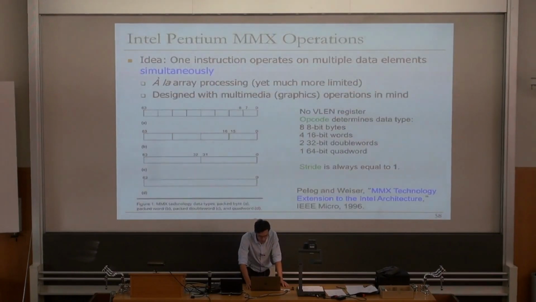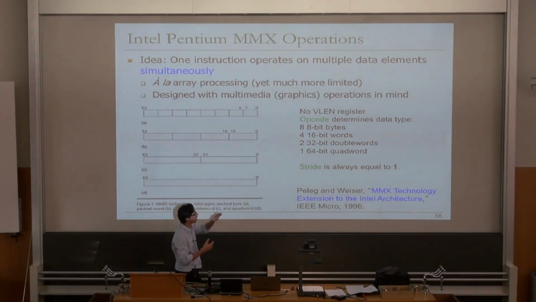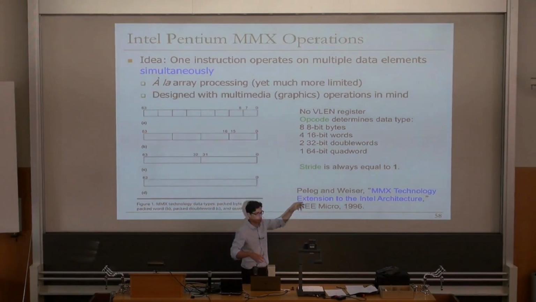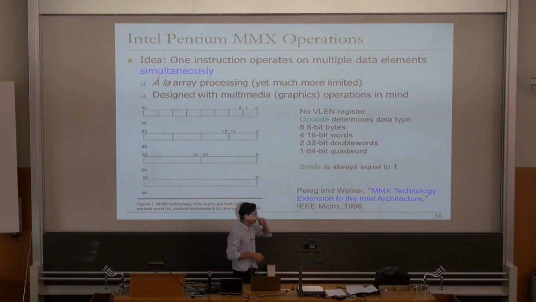Here you have a little bit more detail about this. There is no real need to define a vector length for these specific instructions, because it's the opcode in the instruction that determines what data type we are going to consider. Assuming that our vector registers are 64 bits in total, we can have 8 8-bit bytes, or 4 16-bit words, and so on. One important restriction is that the stride is always equal to 1. You can read all the details in this paper.